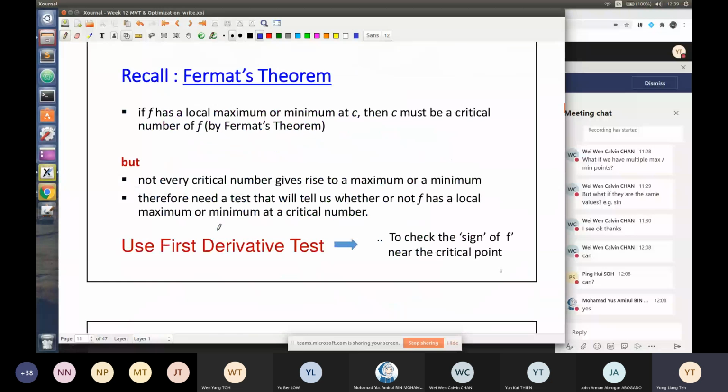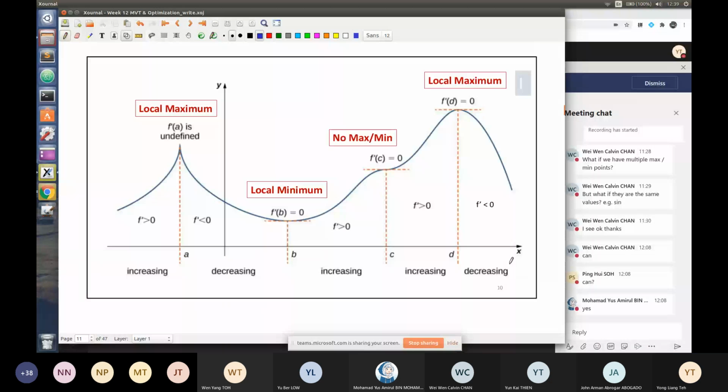So basically this is what we have done now. Use the first derivative test to check the sign of f prime in the vicinity of each critical point to decide whether you have a maximum, minimum or stationary point. You can see this example here, where f prime at a is undefined, so we need to check to the left as well as to the right of a. We observe that f prime is positive on the left and negative on the right, so this must be a local maximum. It's one of our critical points, which is non-stationary.